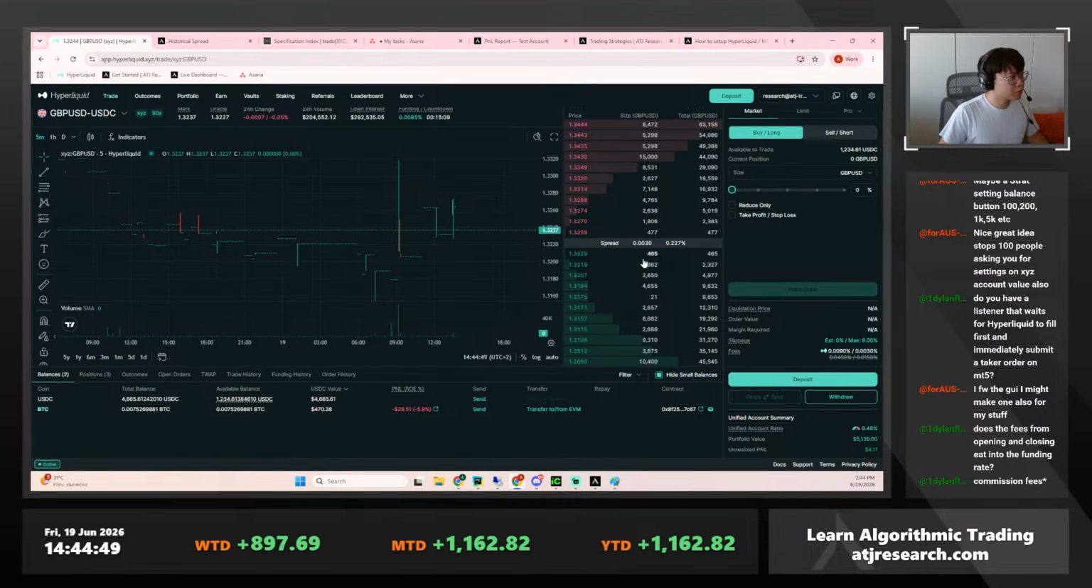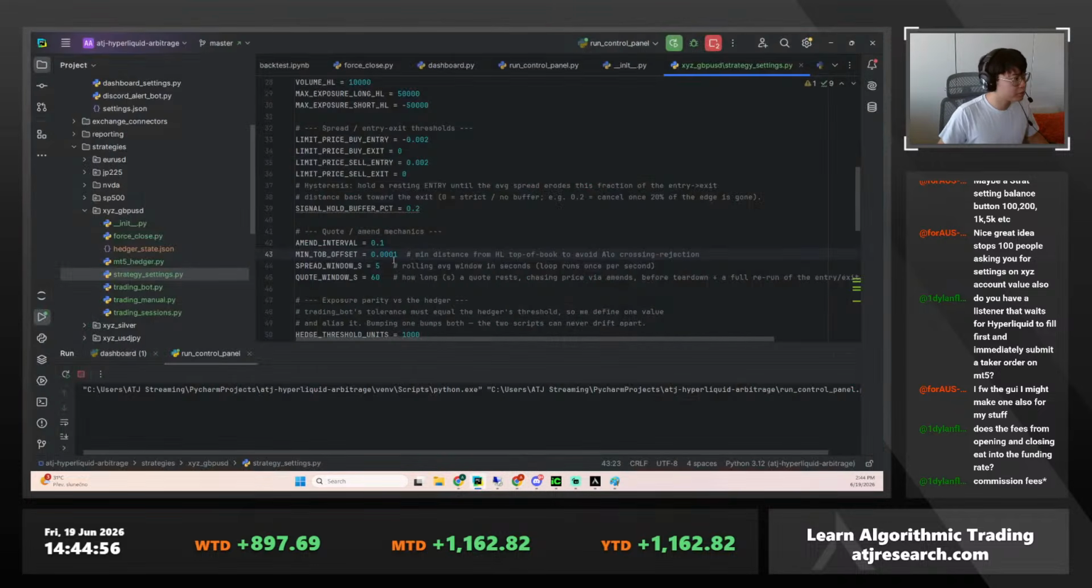So minimum top of book offset, this is 1, 2, 3. So there are 3 zeros and 1. So this should be correct. So here we have 0.0001.